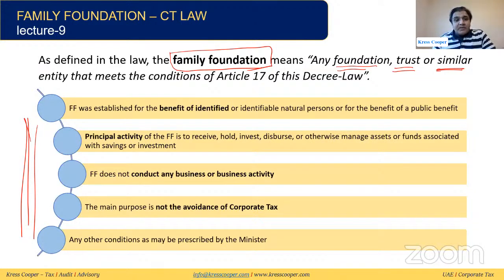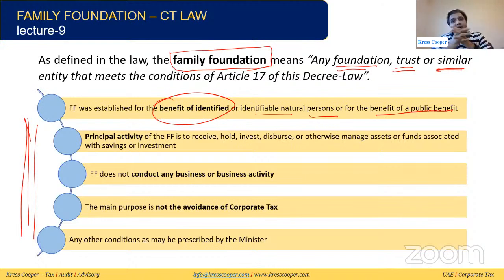The family foundation was established for the benefit of identified or unidentified natural persons or the benefit of the public. Basically, this trust, this foundation has been set up for their benefit. Second, the principal activity is to receive, hold, invest, disburse, or otherwise manage assets or funds associated with savings and investment. That we already discussed. This is the primary activity. The family foundation doesn't conduct any business or business activity; that we already discussed. The main purpose is not to avoid the corporate tax. Any other condition as may be prescribed by the minister. These are the five conditions.